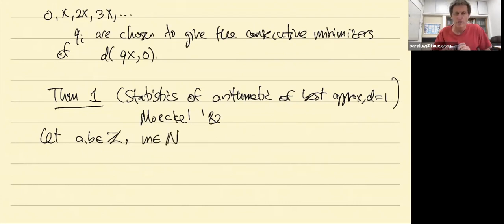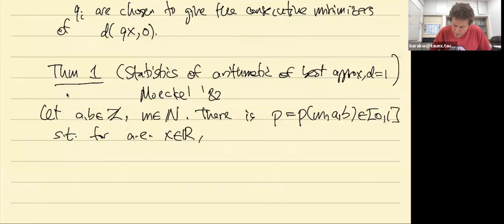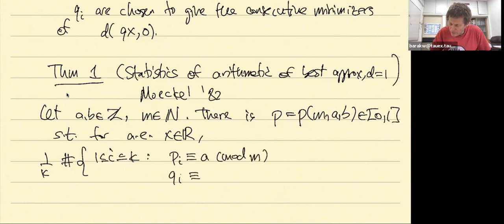So I'm looking at residue classes modulo n of these continued fractions. So a and b represent congruence classes in Z mod nZ, and there is a number, let's call it P depending on n, a, b, such that for almost every x in the real line, if I look at the pair, 1 over k times the number of i between 1 and k so that p_i is congruent to a mod n, q_i congruent to b mod n, this converges to P.